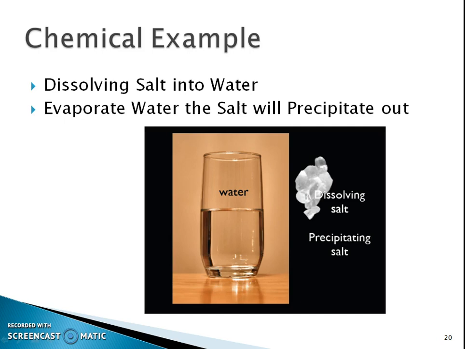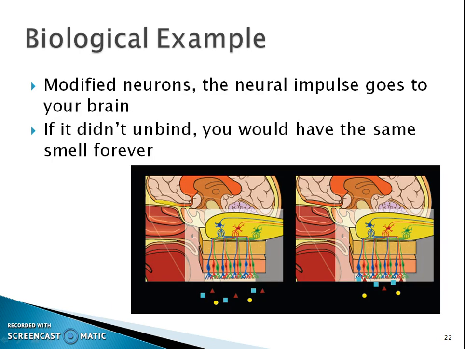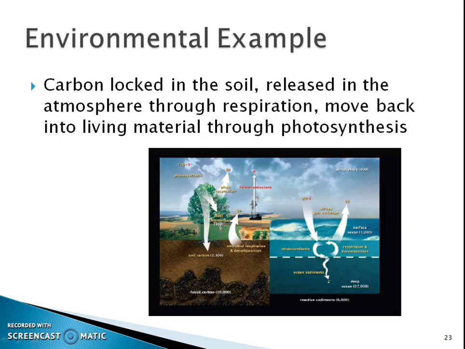In my mind, this is dissolving and crystallizing when we talked about solubility. And then he talked about a biological example, using your nose and your senses. So I thought that was interesting, but not really need to know for the AP exam. Talked about the environmental example, again, not really need to know for the AP exam, but you actually might see a reaction or some kind of scenario about this and have to be able to explain how that carbon comes out of the soil, released into the atmosphere as respiration, and then comes back through photosynthesis.